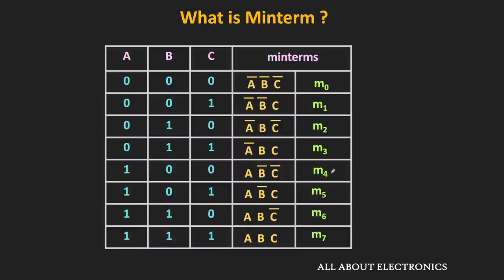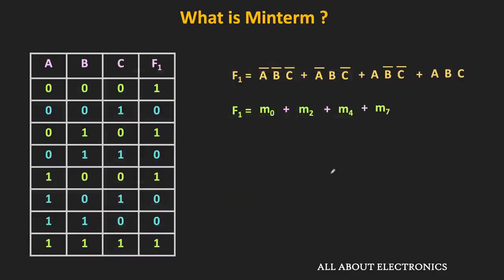That means alternatively, we can also write this expression like this. And further, in the more abbreviated form, it can also be written like this. So here, this sigma represents the summation of minterms, and these decimal numbers are the subscripts of these minterms. So all these three expressions of the f1 are in the canonical SOP form.